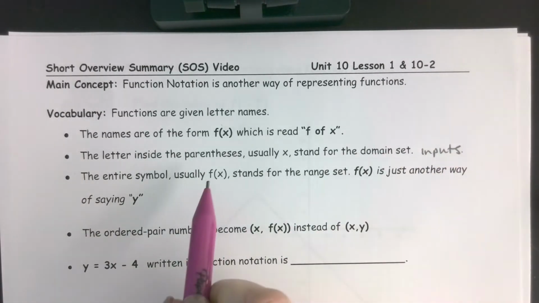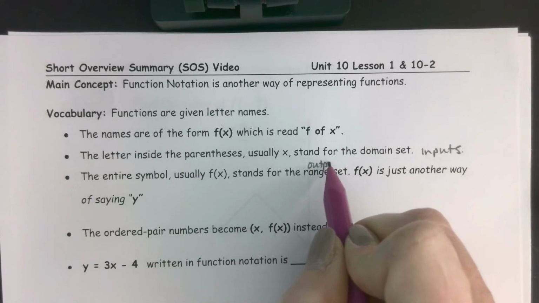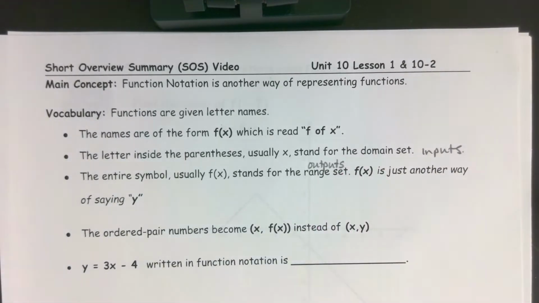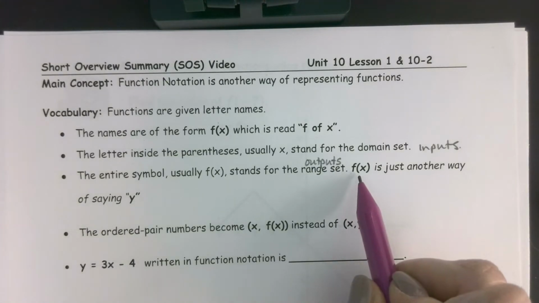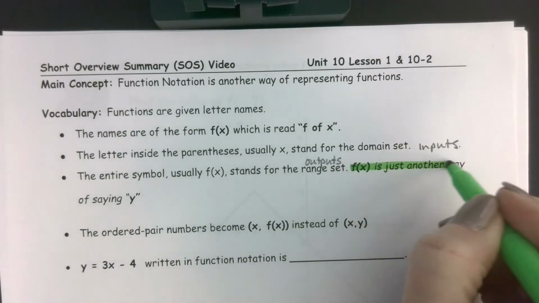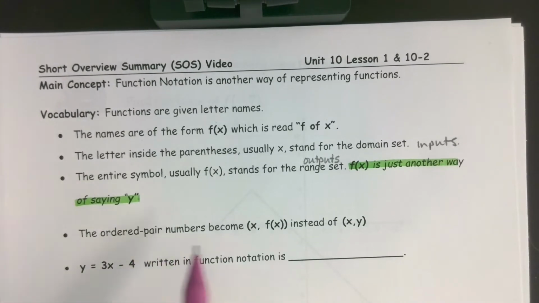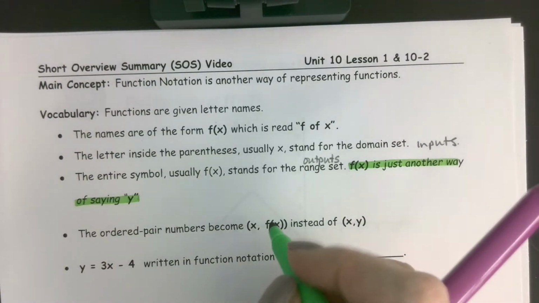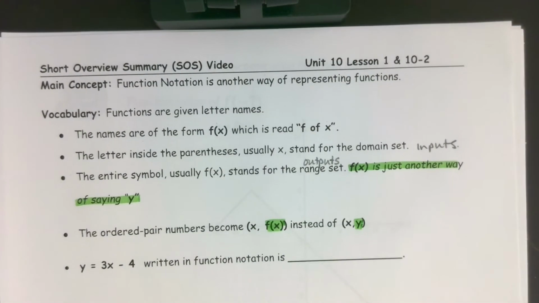The entire symbol f of x stands for the range set, or your outputs, or in the past we referred to them as the y values. Now, with function notation, f of x is just another way of saying y. And this is the main concept that we are talking about in these lessons. The ordered pair now becomes x, comma, f of x instead of writing the ordered pair as x, comma, y. So again, we're just using a different notation to represent our y values.